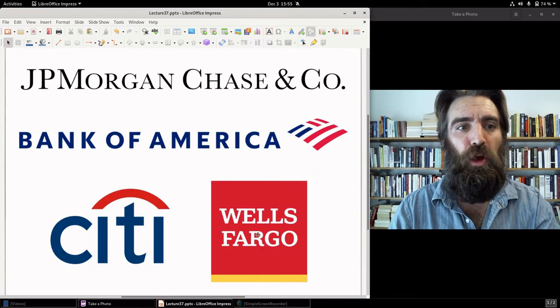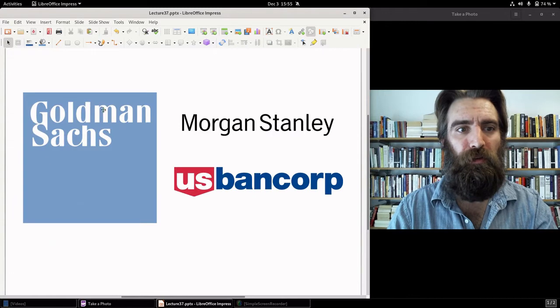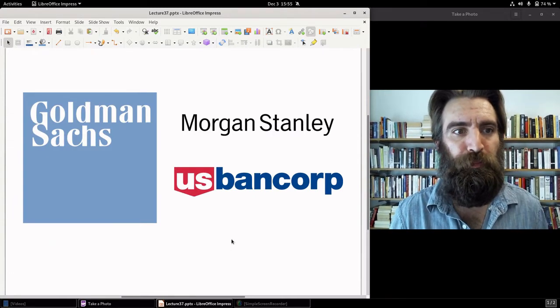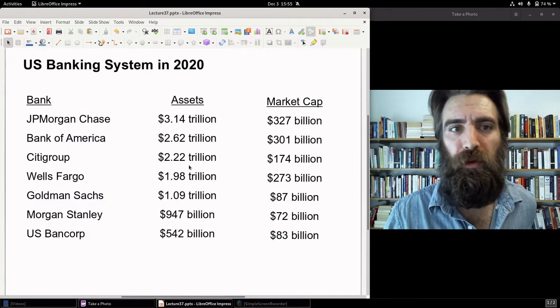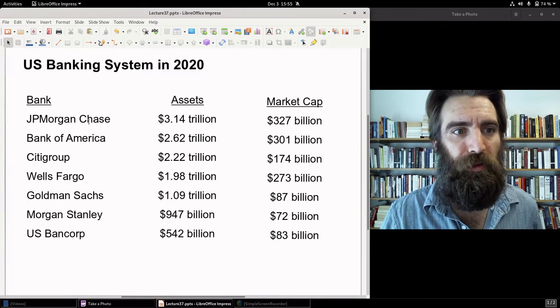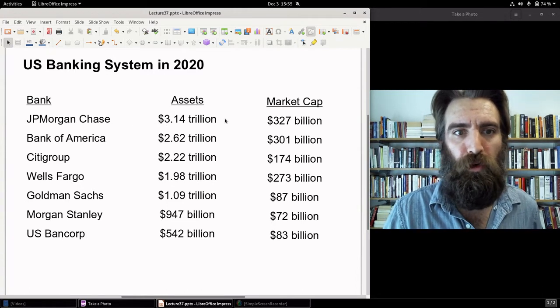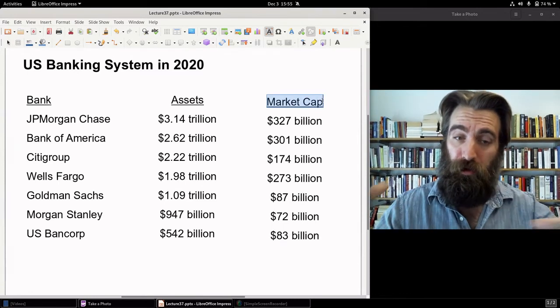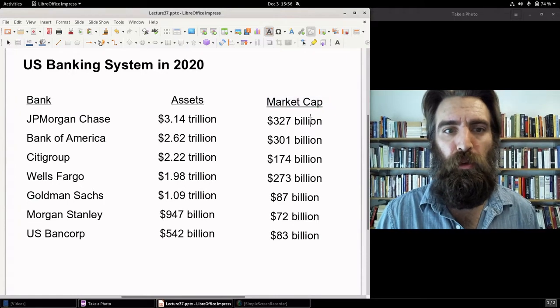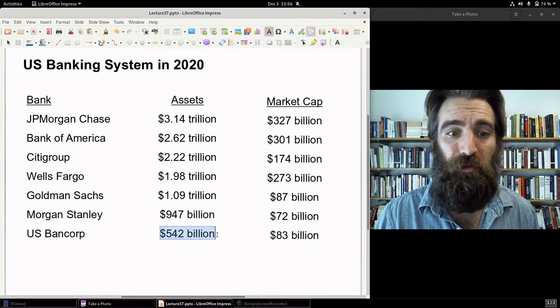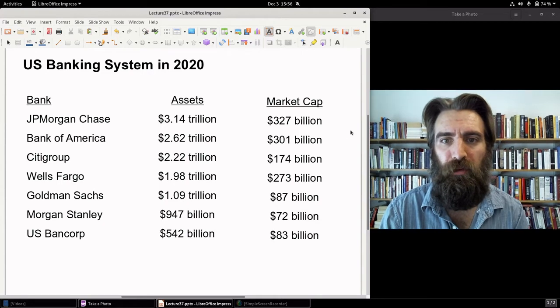That is just huge. So there's the top 4 banks. And these are the next 3. So the top 7 banks. And here's just a list of their assets as of the end of 2020. You look at them, JPMorgan, $3.1 trillion in assets. Here's their market capitalization, or the total of all their shares, $327 billion. It goes down the list. Number 7, U.S. Bancorp. Even though they're number 7, $542 billion in assets.